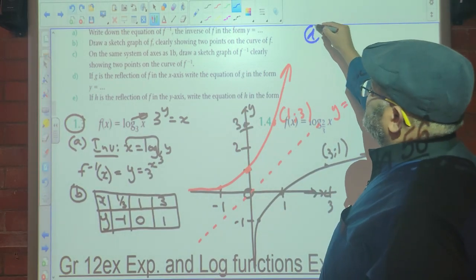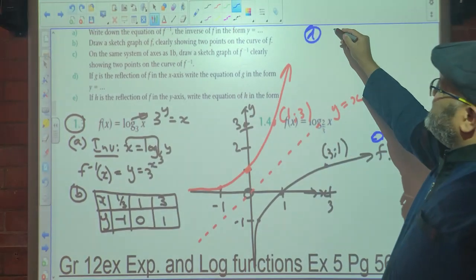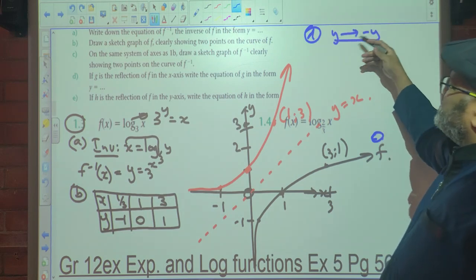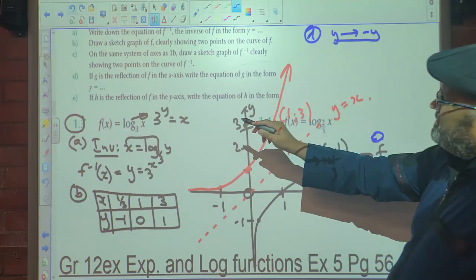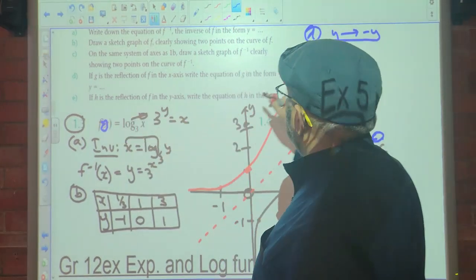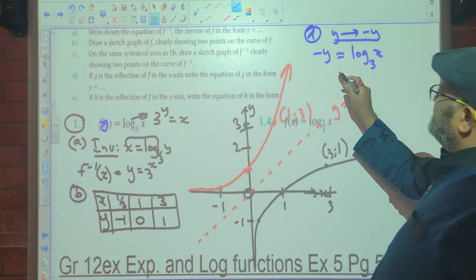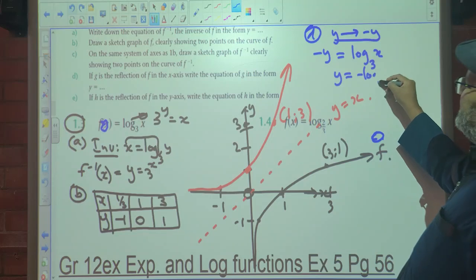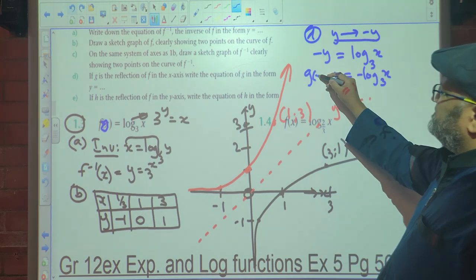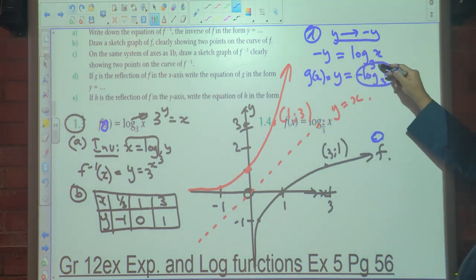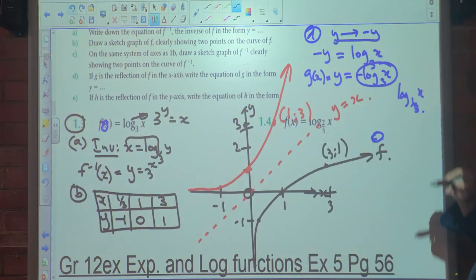Let's look at D. D says, if g is a reflection of f in the x-axis. So if something reflects in the x-axis, y becomes negative. Remember, this is your y. So negative y is equal to log x base 3. So y is equal to negative log x base 3. And this is the equation of g of x. This could also be written as log x base a third. Okay?